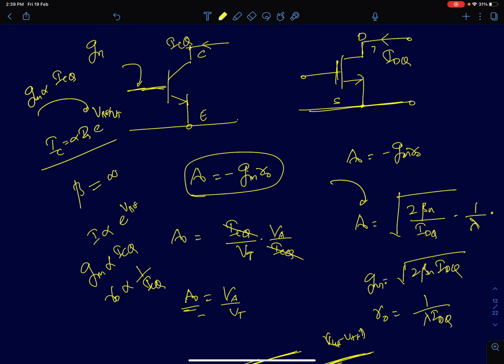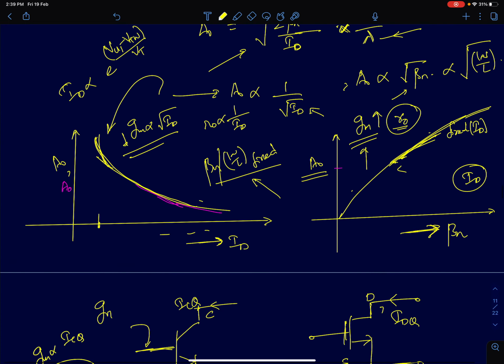But here, from this equation, we are seeing that the intrinsic gain is much higher in a MOSFET. It can be designed to be much higher in the MOSFET. But in reality, let me speak about the variation of intrinsic gain with drain current. As you keep reducing the drain current, as per the equation, it's going to increase indefinitely. But after a certain value of the drain current, the intrinsic gain is going to saturate to a limiting value.